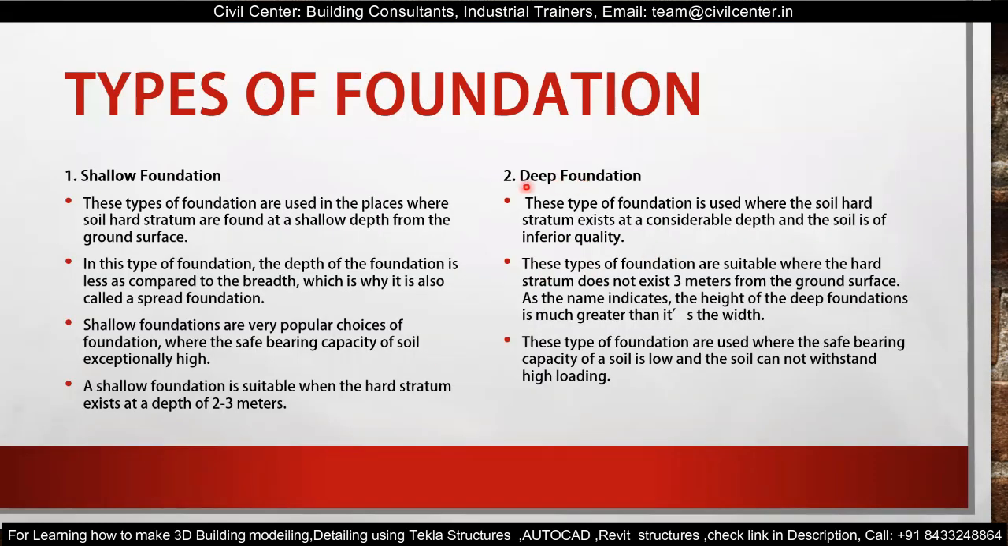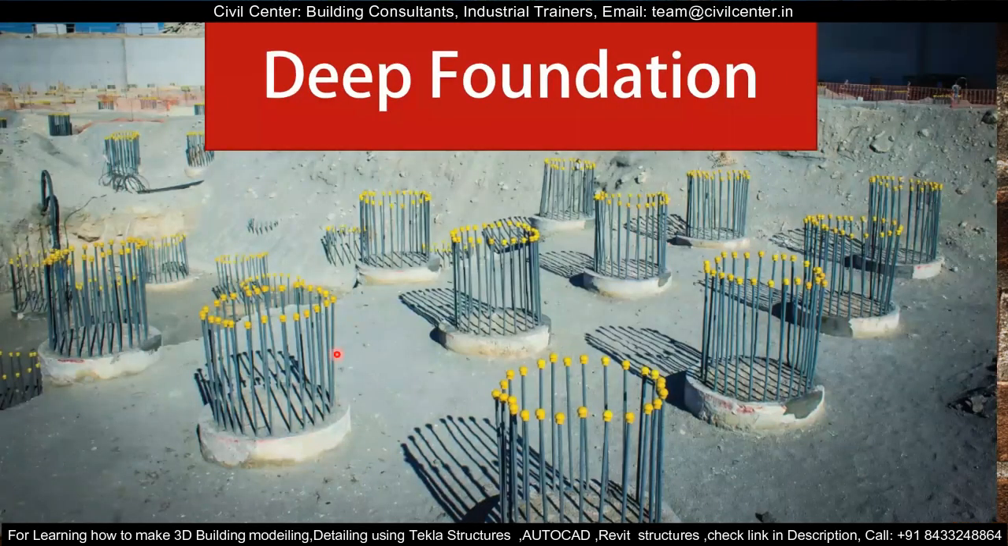Then we have the another category, that is the deep foundation. These types of foundation are used where the soil hard stratum exists at a considerable depth and the soil is of inferior quality. What does this mean? Suppose this is the area and this is our deep foundation. Why will we go for the deep foundation over here? Because the soil may have a weaker safe bearing capacity or a lower safe bearing capacity. That is, the soil is weak over here and it can't take the load of the superstructure.